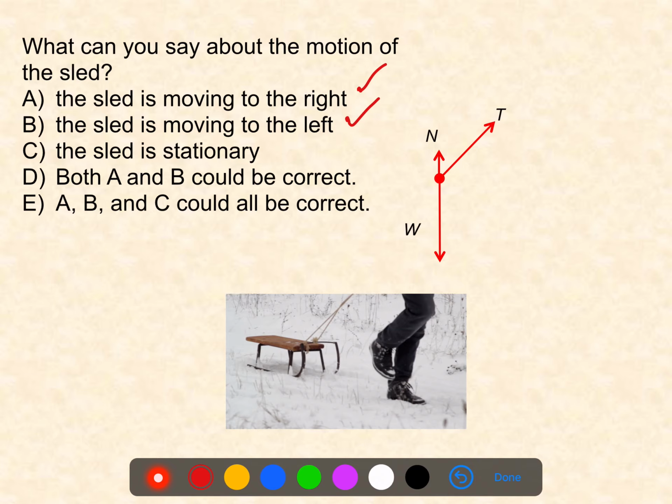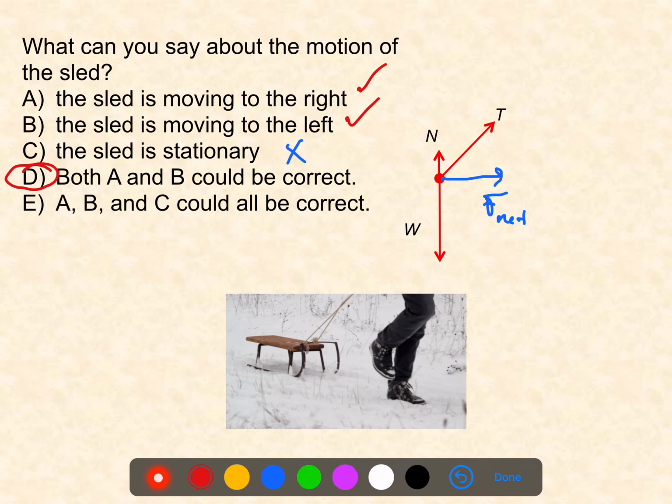Now, could choice C be correct? Could the sled be stationary? Newton's first and second law tell us that the only situation in which you're going to have a sled at rest is if there is no net force on that sled. And since there is a net force that we've deduced heading in the rightward direction, choice C cannot be correct, which means that the correct answer to this multiple choice question is D, both A and B.